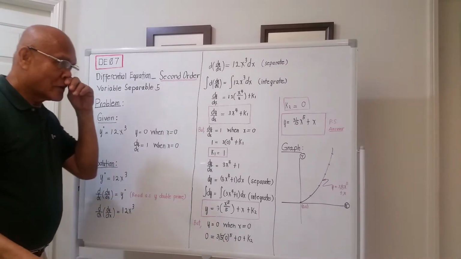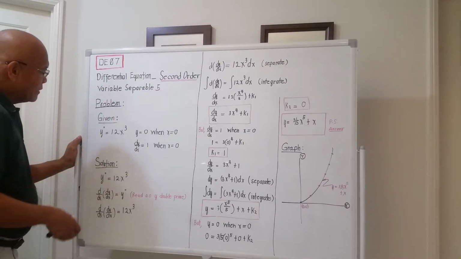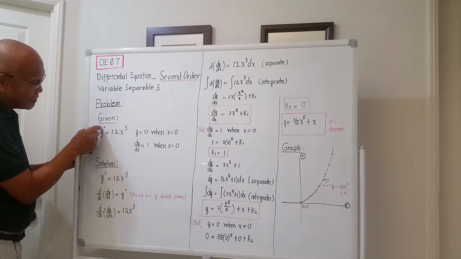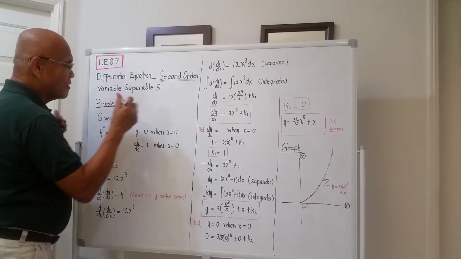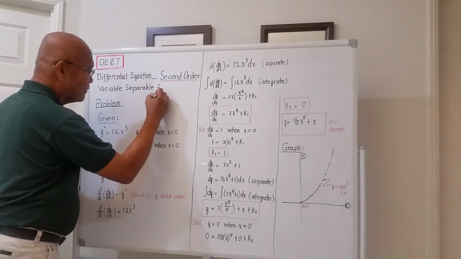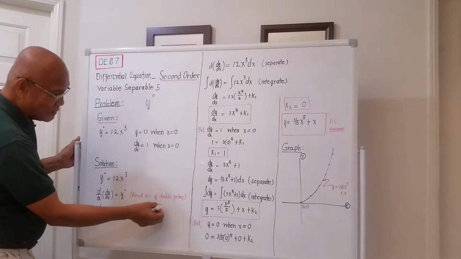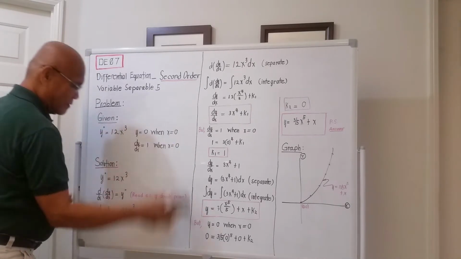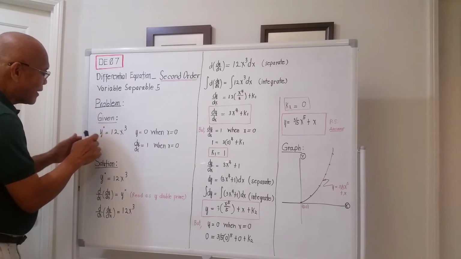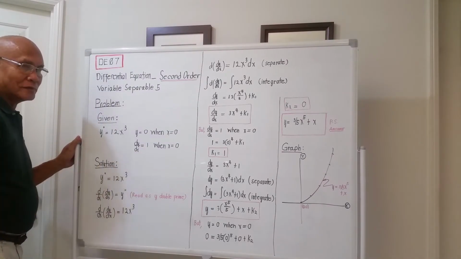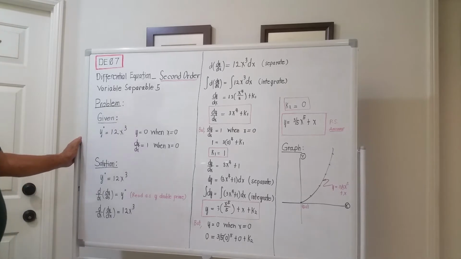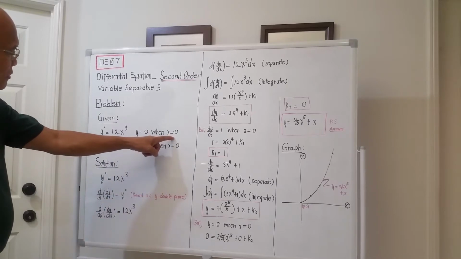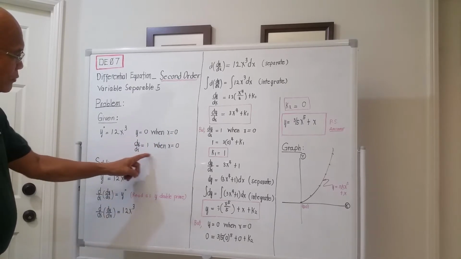Okay, I will try to give the problem. We are given y double prime. It is read y double prime, just like an apostrophe. We are given y double prime equal to 12x cubed. The initial conditions are y equal to 0 when x equals 0, and dy/dx is equal to 1 when x is equal to 0.